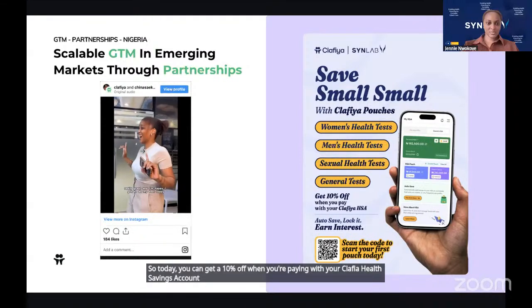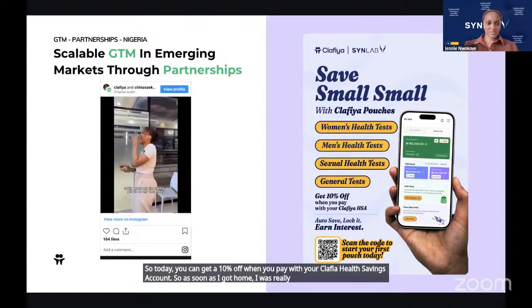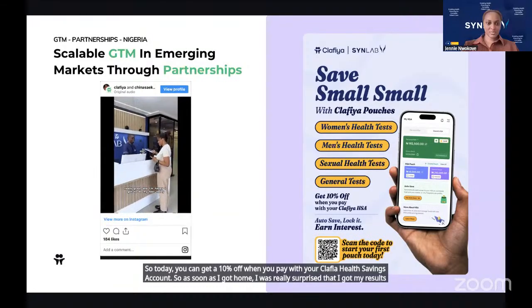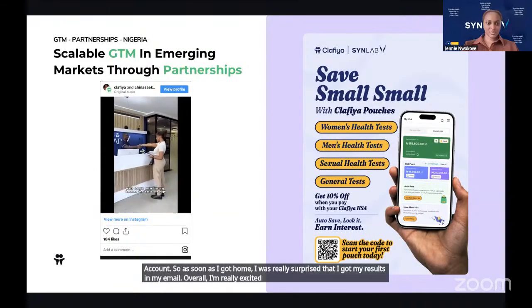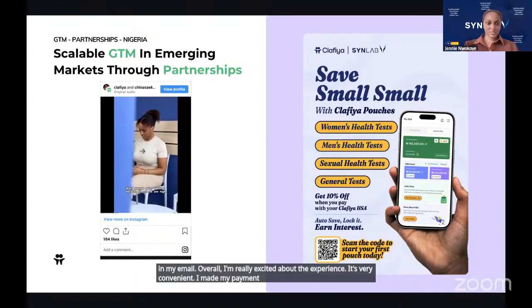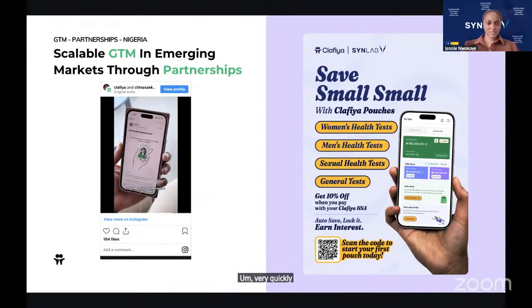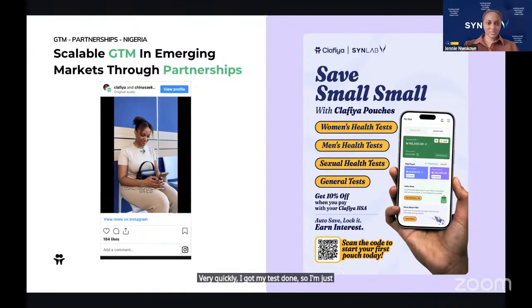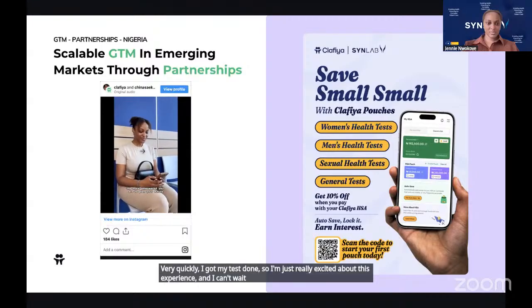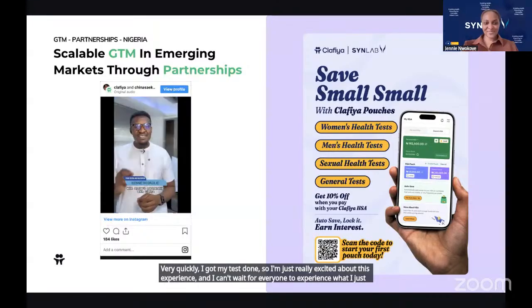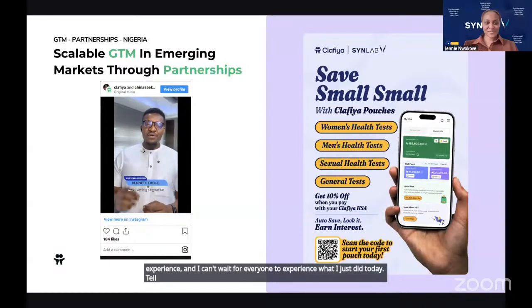So as soon as I got home, I was really surprised that I got my results in my email. Overall, I'm really excited about the experience. It's very convenient. I made my payment through my HSA. I got 10% off, and I was seen very quickly. I got my test done. So I'm just really excited about this experience, and I can't wait for everyone to experience what I just did today. Tell someone to tell someone, tell a friend to tell a friend.